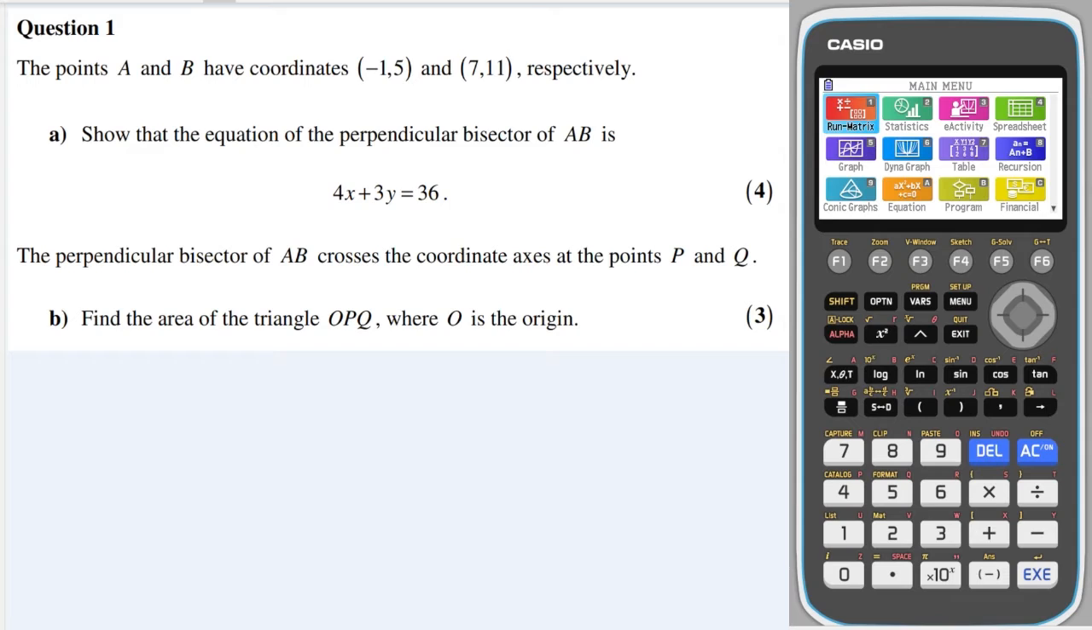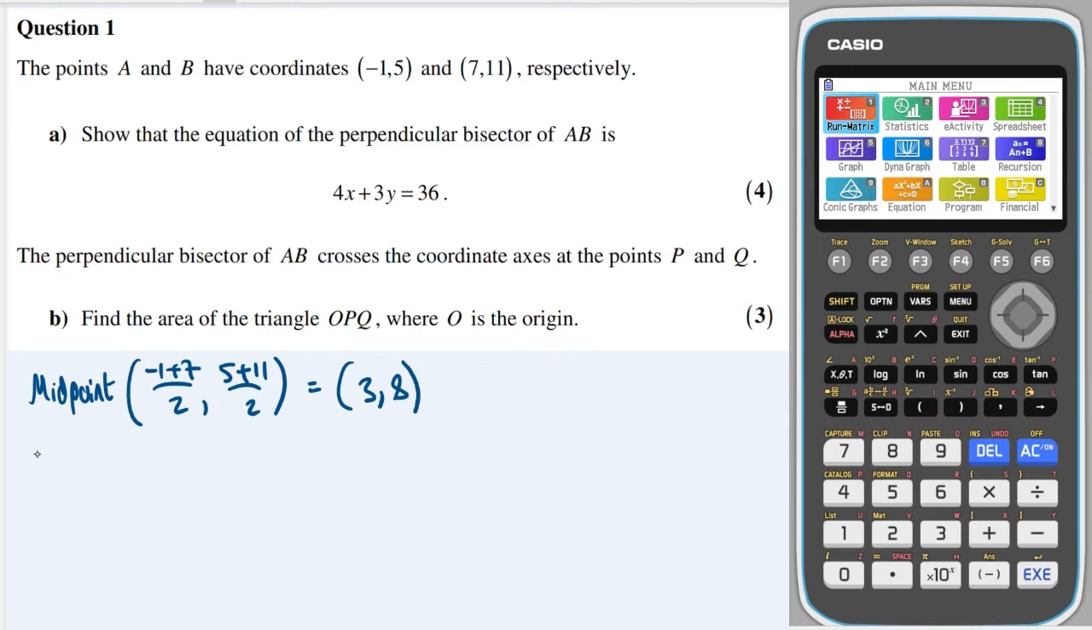Right, let's do it. Question 1, we've got two coordinates and it says show the perpendicular bisector is given as this. So the first thing we want to do is work out the midpoint between the two. We take the two x values and add them together and then half it. Take the two y values, add those together and half. And this gives us 3 and this gives us 8.